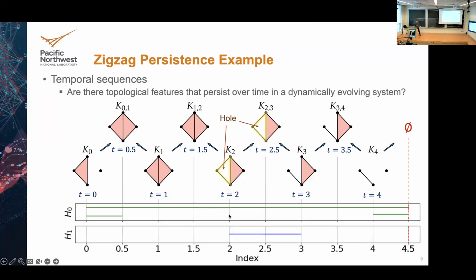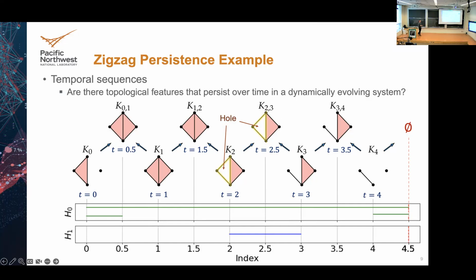And then at time 2, we have this hole that's being picked up through the H1 here, which shows up at time 2, persists through time 2.5, through the simplicial complex, and then disappears at time 3. After that, that one component continues until again at K4, our simplicial complex splits, and we go back to 2 components.